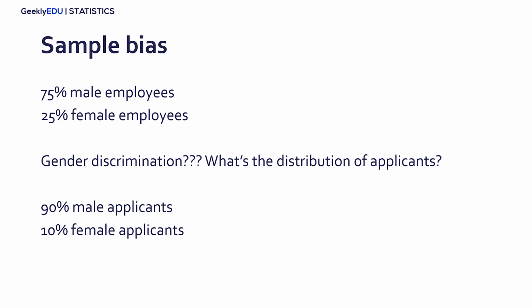But then if we look at, say, the pool of applicants and see that the company receives 90% male resumes and 10% female resumes, then all of a sudden we see that no, they're really not discriminating. In fact, if they are discriminating, it's against men because they should have as many employees as they have applicants as far as the proportion is concerned. So it's always important to look at the sample instead of just the end result of the proportion.